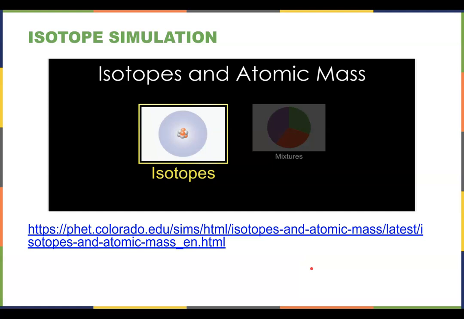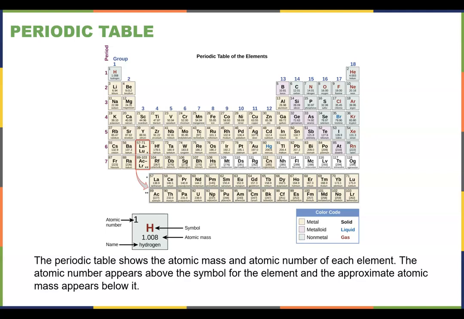Okay. There is a simulation. This one's from the textbook. You can follow the link in there, and it kind of helps explain what an isotope and atomic mass account for. All right, the periodic table.